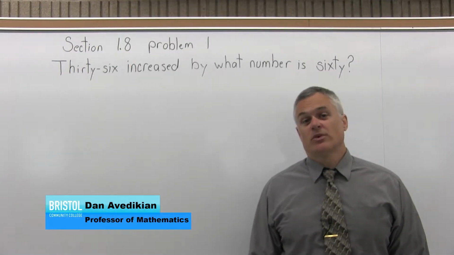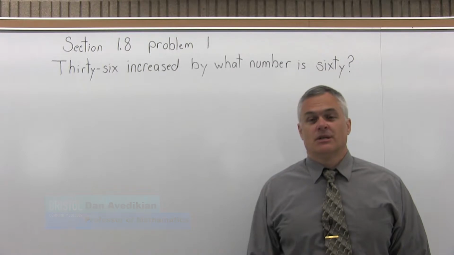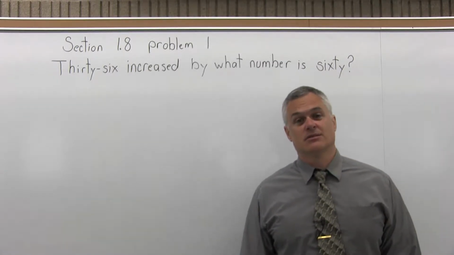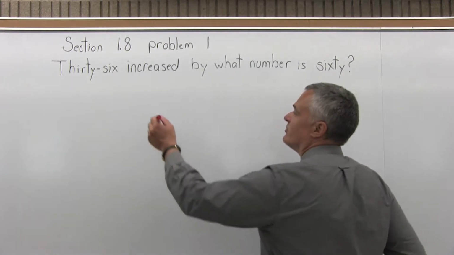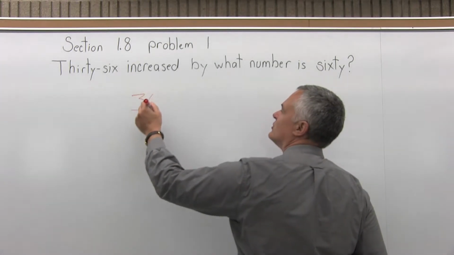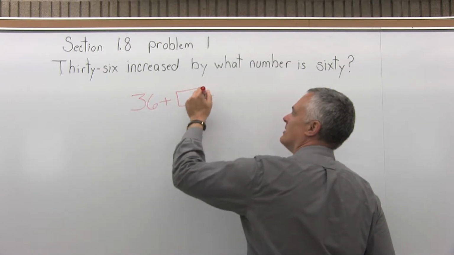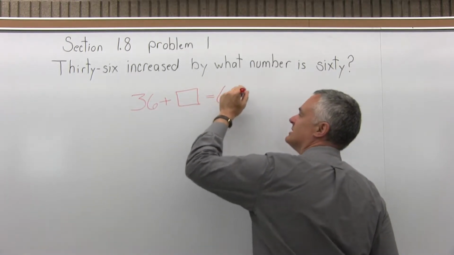This is Section 1.8, Problem 1. It says 36 increased by what number is 60? So we have 36 increased by, so plus some number adds up to 60.